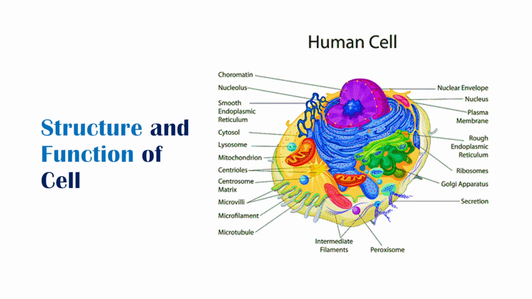You can see different organelles are present inside the cell. The nuclear envelope, nucleus, and plasma membrane, which surrounds the cell. Then endoplasmic reticulum, ribosome, Golgi apparatus. Then peroxisomes are present. Microvilli, microfilaments are present. Microtubule, cytosol, lysosome, mitochondria are present. Then smooth endoplasmic reticulum, nucleolus, and chromatin are present inside the human cell.